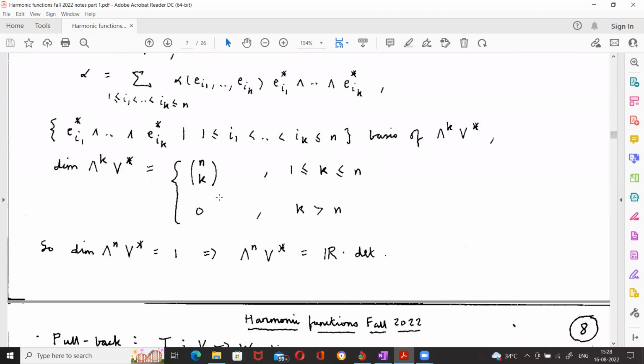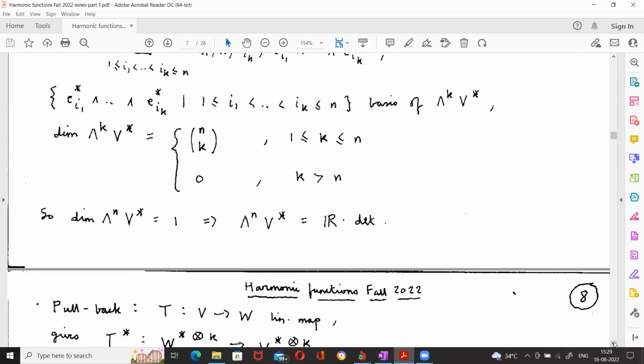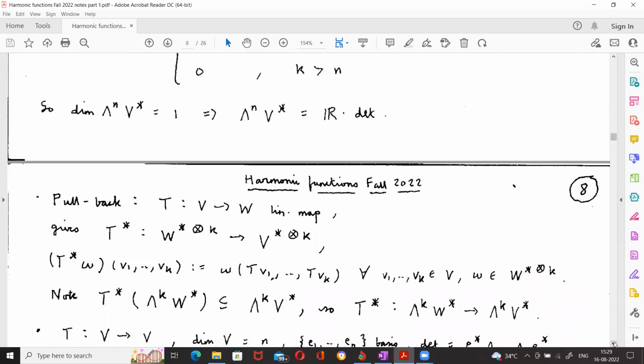In particular, this tells me that for the nth wedge product, the dimension is n choose n, which is just 1, and the basis of the nth wedge product is just e_1 star wedge e_n star, which is nothing but the determinant. So the nth wedge is just the scalar multiples of the determinant. Okay, is this all right? Yes, sir, fine.